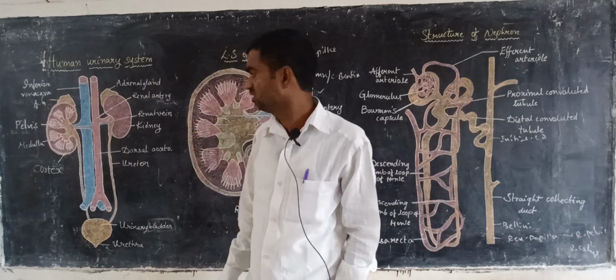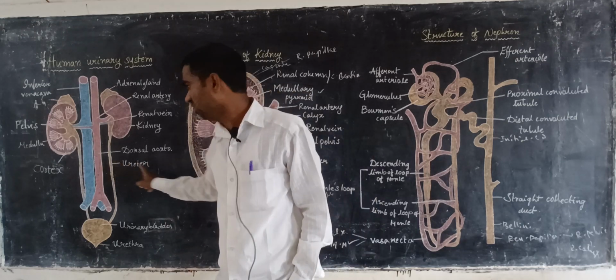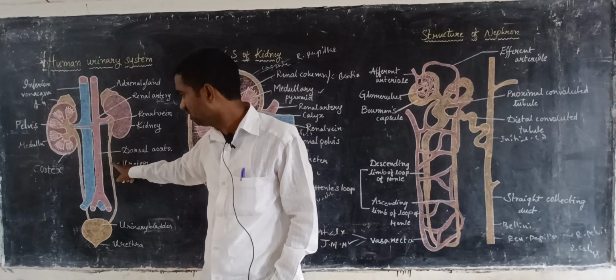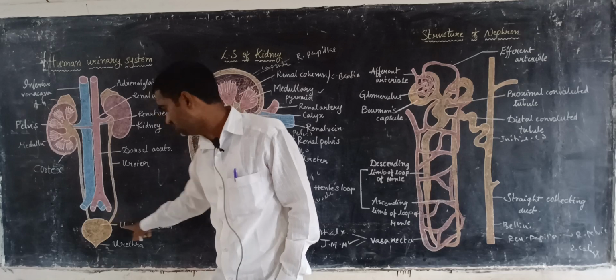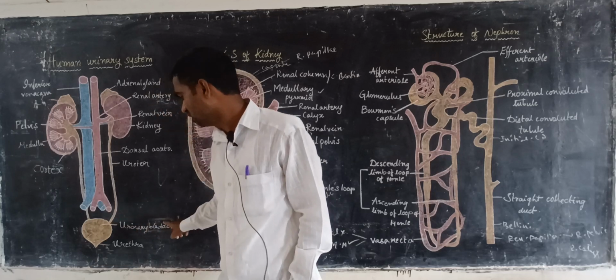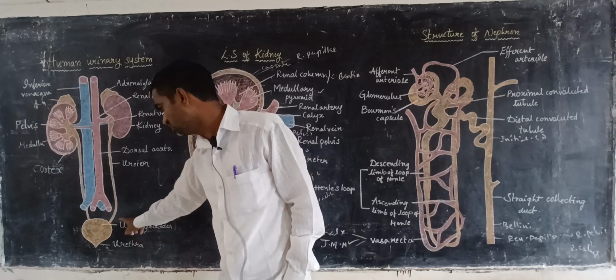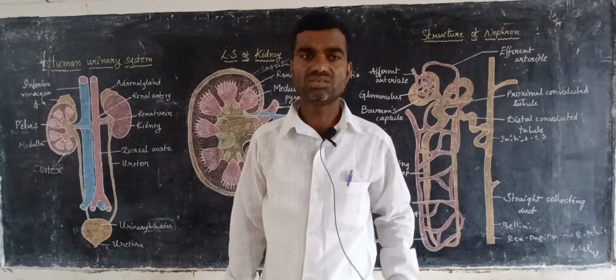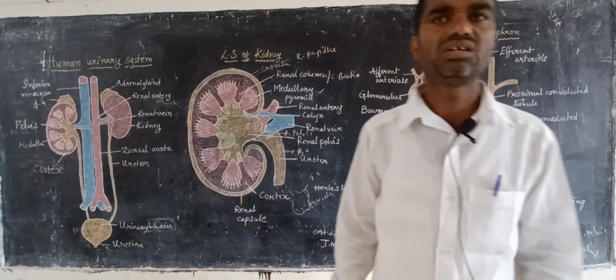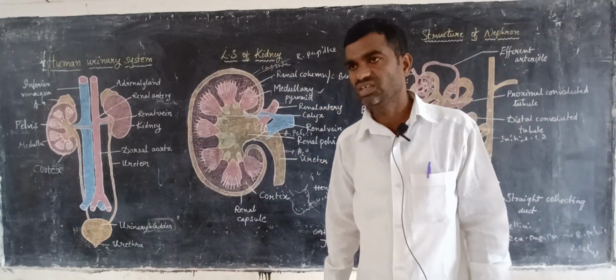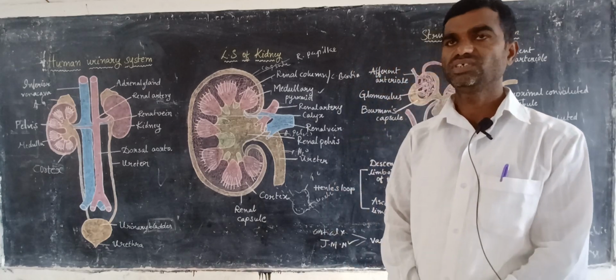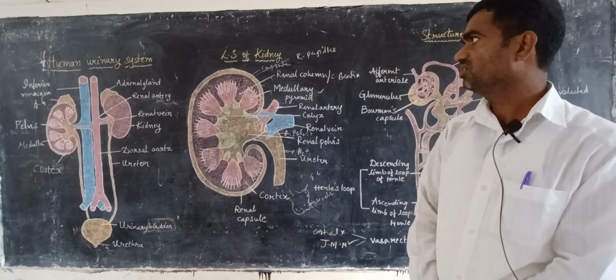It is made up of transitional epithelial cells, that is called the ureter. Through the ureter, the urine reaches the urinary bladder, and from the urinary bladder it reaches the urethra. Through the urethra it is eliminated to the outside. That is called the end product, the waste product, that is called urine.